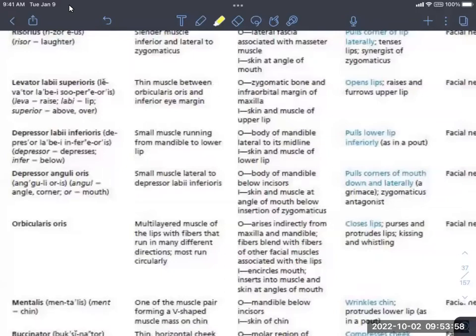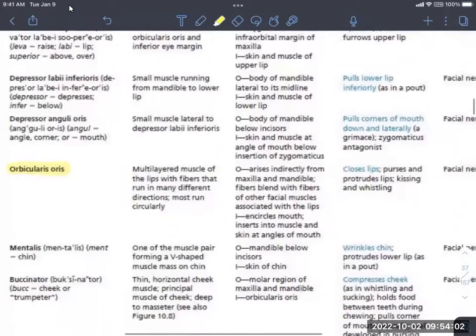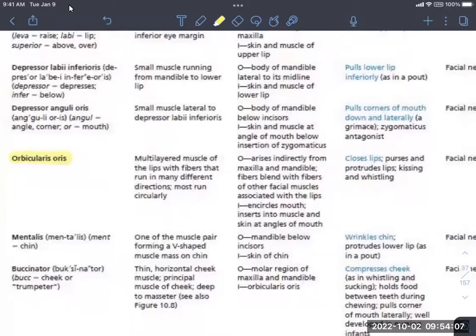Orbicularis oris. Oris is for mouth. Orbicularis oris is your mouth. Orbicularis oris is going to originate in the mandible and the maxilla, and it inserts at the skin and the muscles at the corners of the mouth. Zygomaticus major and minor lets you smile. Orbicularis oris lets you close your lips. It's also known as the kissing muscle. That's the muscle that lets you kiss.